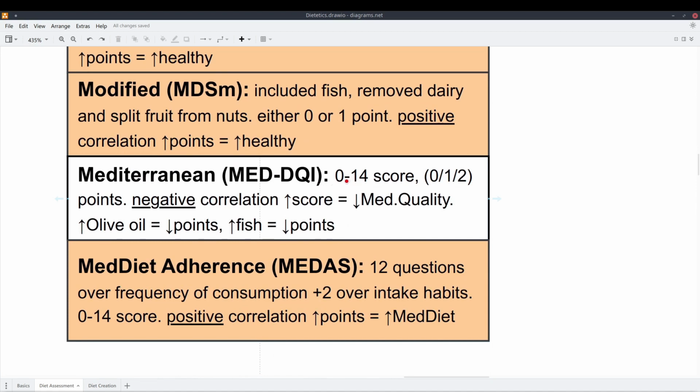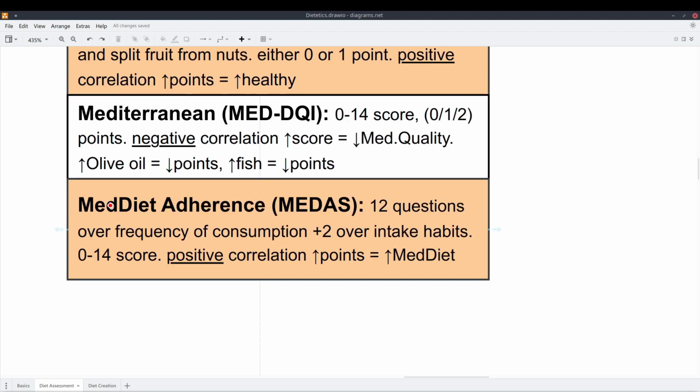This is a score between 0 and 14. The points are 0, 1 or 2. And it has a negative correlation. So higher score equals lower Mediterranean diet quality. And indeed, if you eat a lot of olive oil and a lot of fish, you will get lower points. And that's good, because the lower the points, the better quality of the diet.